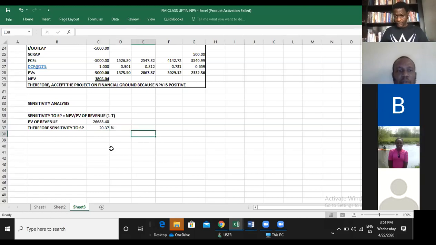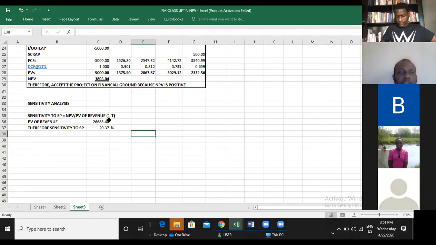Sorry, I want to find out something. Yes, please. This 1 minus T, is it applied to the whole formula or just to the PV of revenue? Just to the present value of revenue. So we can apply it where we calculated the PV of revenue, before we do the rest, so we can just do the 1 minus T there, right? Yes, absolutely.